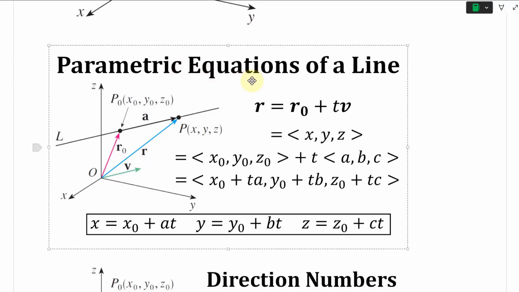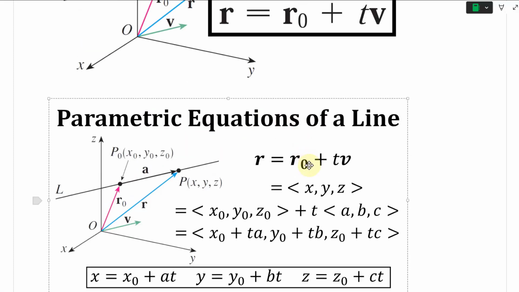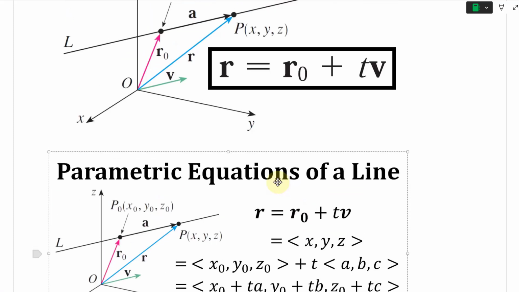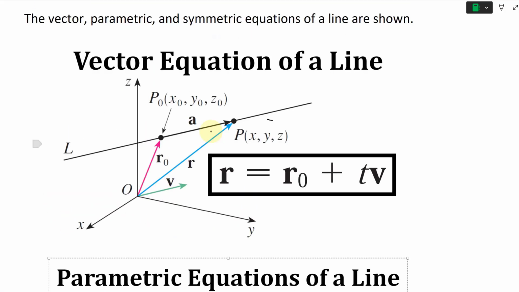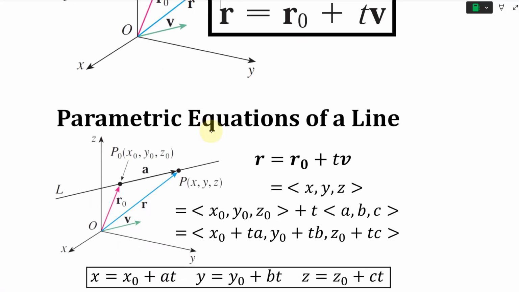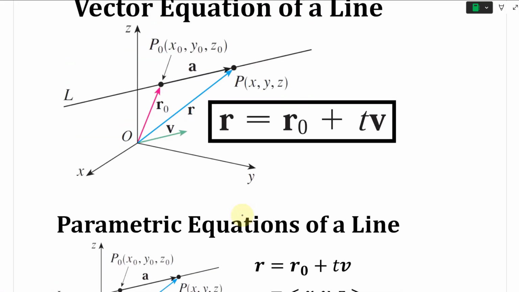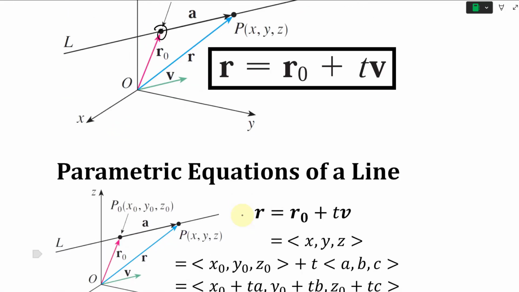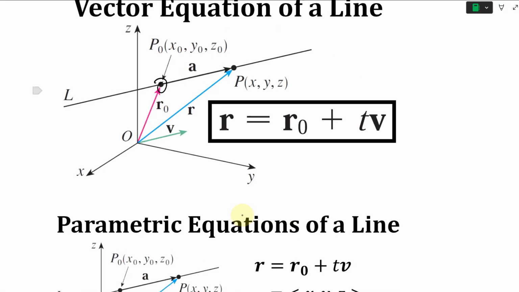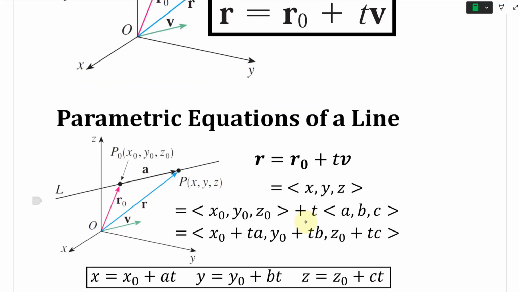Now the parametric equations of a line. To get them, we start with the vector equation of a line: r equals r naught plus t, the parameter, times v, the direction vector. This point right here has x, y, z components, so r is just x, y, z. But then you can separate these into components. So it's x naught, y naught, z naught, plus t times the direction vector, which has a, b, c components, times the parameter t.